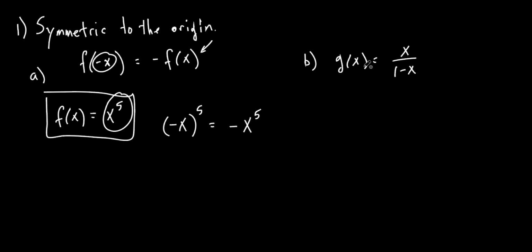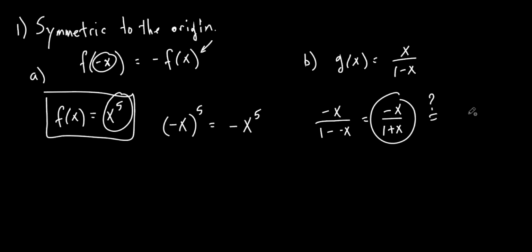Well, what are we going to do? We're going to replace every x with a negative x. So I'm going to go negative x over 1 minus negative x. Let's just show it. 1 minus negative x. So it's negative x over 1 plus x. Is this the same as negative x over 1 minus x?